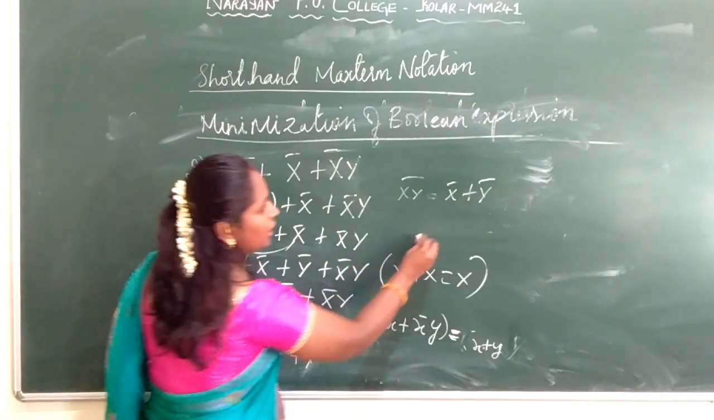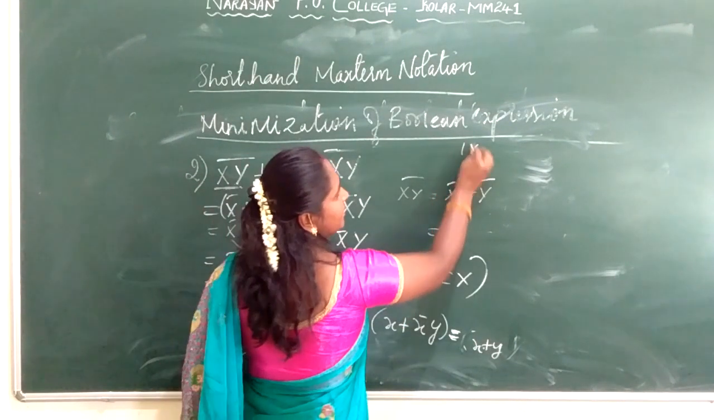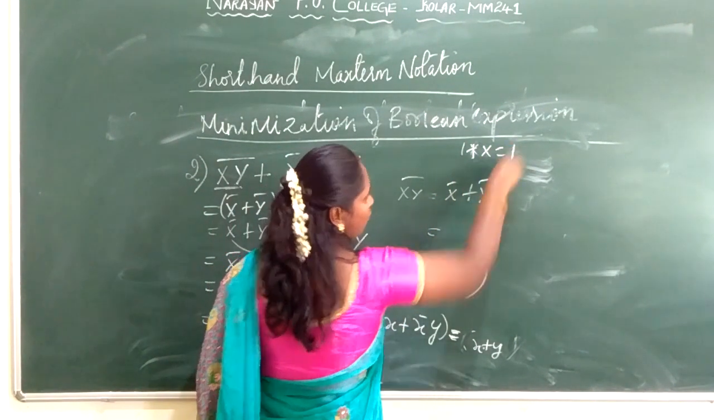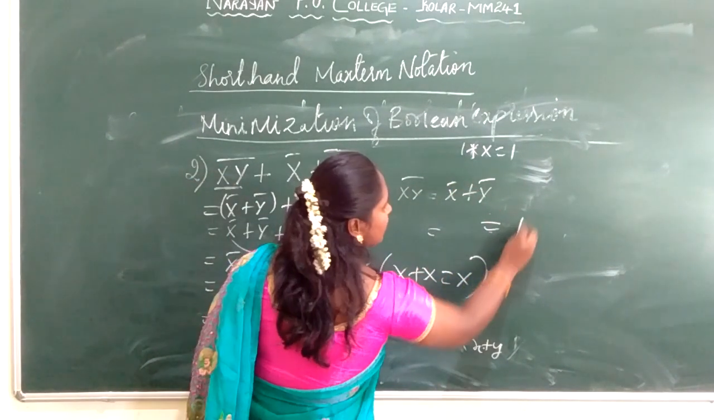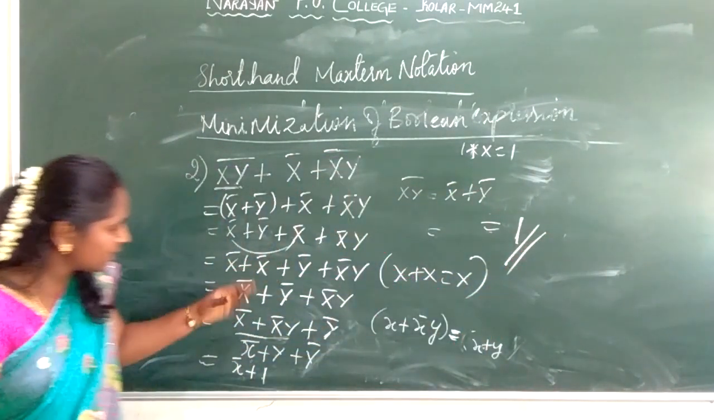So according to the properties, 1 plus x is equal to 1. Similarly here it is with the complement. So the result value of this is 1. Once again I am explaining, just see here.